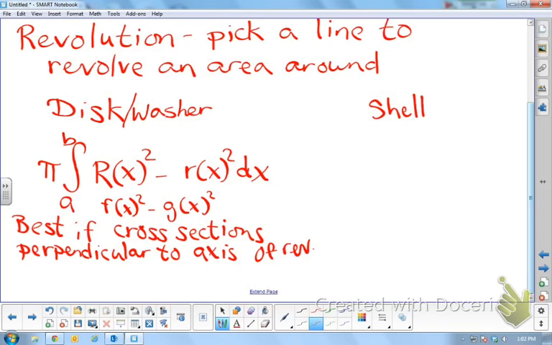Shell was not based on circles. It was based on another shape. I want to remember what our other shape was. Cylinder. Okay. It was based off of cylinder. So this one ended up with 2 pi. Again, just integral from a to b, h of x times p of x.